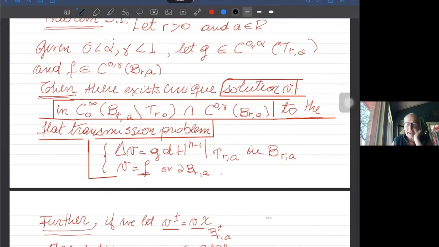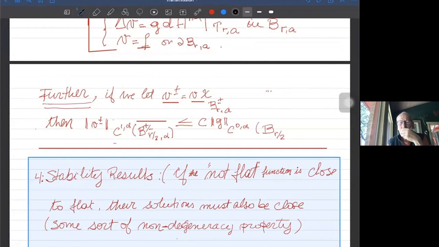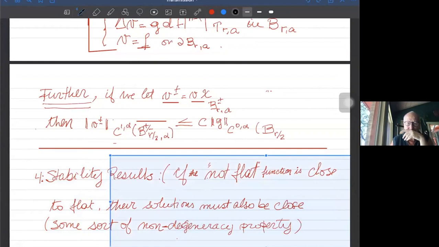Further, if we let v plus or minus equal v times the indicator function of the ball of radius R, plus or minus around the transition boundary, then v plus or minus is in C^{1,alpha} of the ball B_R. Okay.